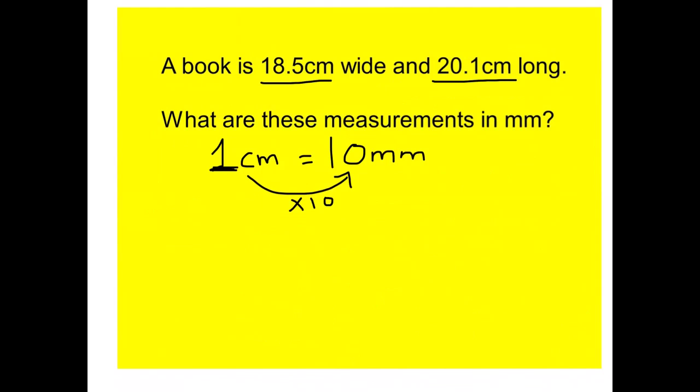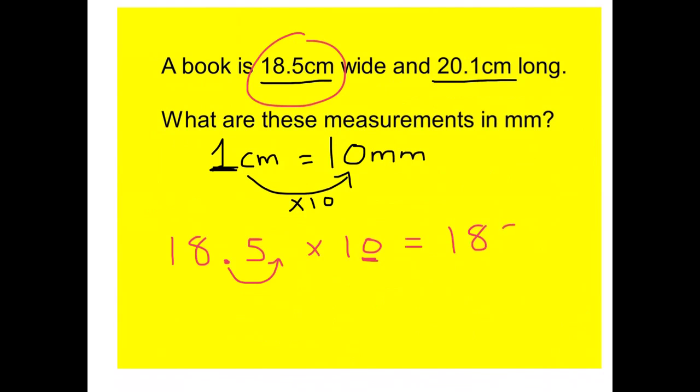So if I take my first measurement, the width of the book, 18.5, and I have to multiply that by 10. When we're multiplying by 10, especially when there's a decimal point involved, we're just moving our decimal point one place to the right because there's 1 0. So my answer is 185 millimeters.